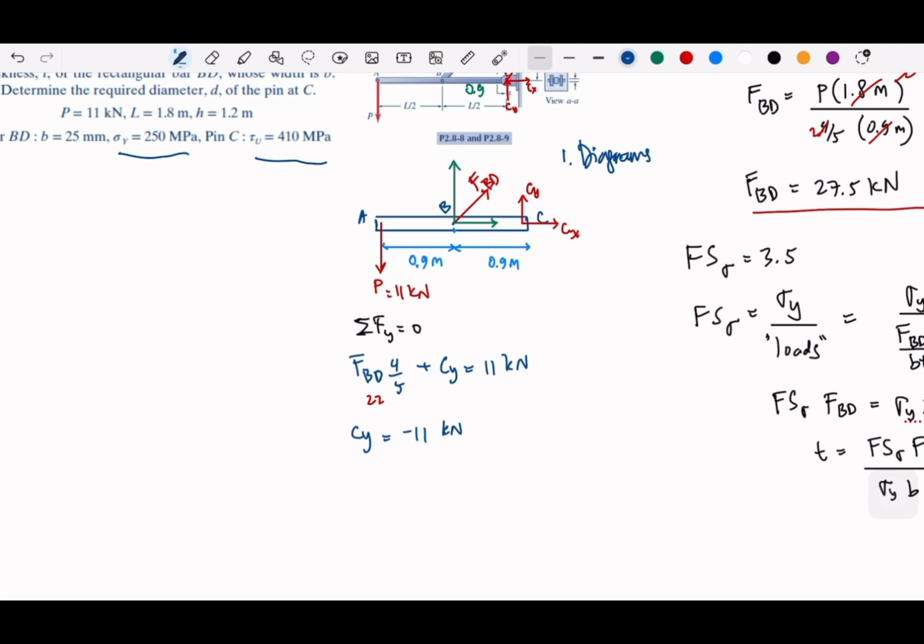So if you see the moment with respect to B, this equals this, the same distance, the same force, right? Get it? Distance 0.9, 11. Cy should be 11, right? If we take moment here, equal moment here, right? Okay? Logically makes sense, right?